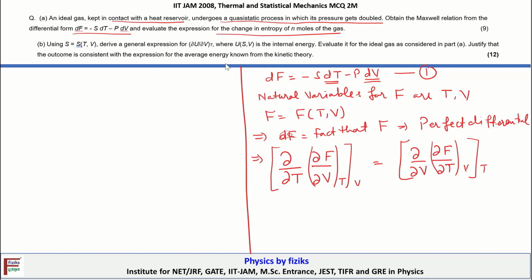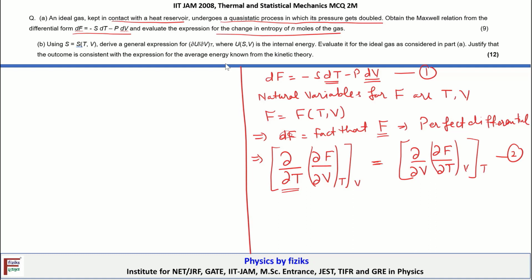Okay, so what does this mean? When we say that this is a perfect differential, it means it's a path independent quantity. It doesn't matter whether we take the first differential with temperature or with volume. When we interchange the order, the second order differential with respect to these two variables is going to be identical. Now, let's call this equation 2.